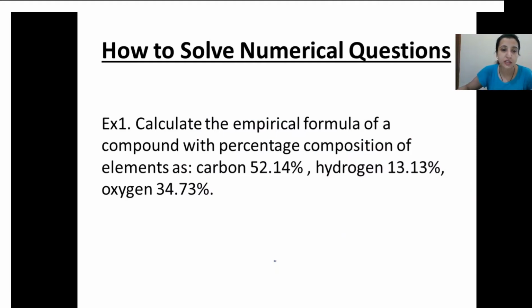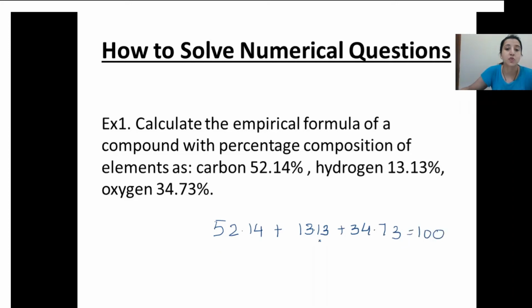So just please read this question along with me. Calculate the empirical formula and the molecular formula of a compound with the percentage composition of elements as. Now these 3 elements are specified. Before proceeding to the question, you first see whether the total of these percentages, 52.14, 13.13 and 34.73, is coming out to be 100 or not. Yes, in my particular question it is coming out to be 100.